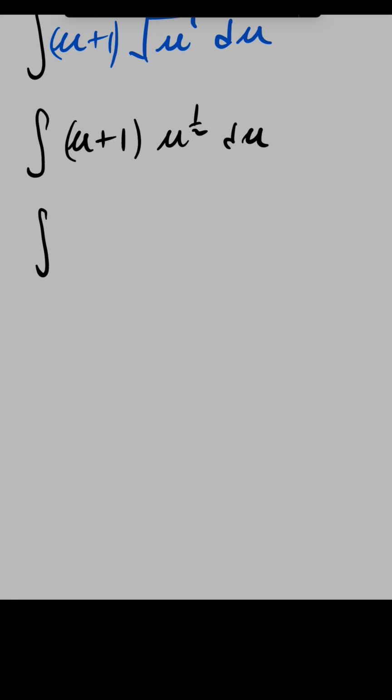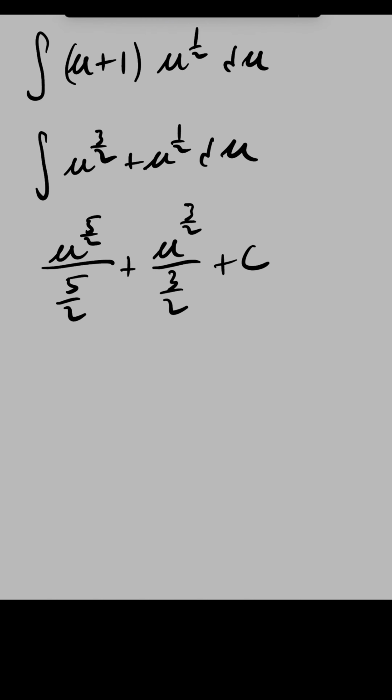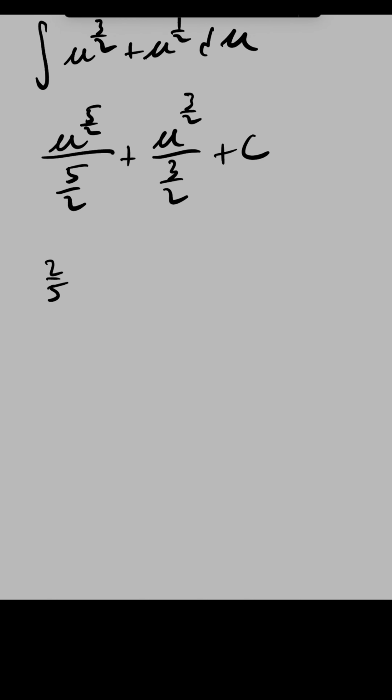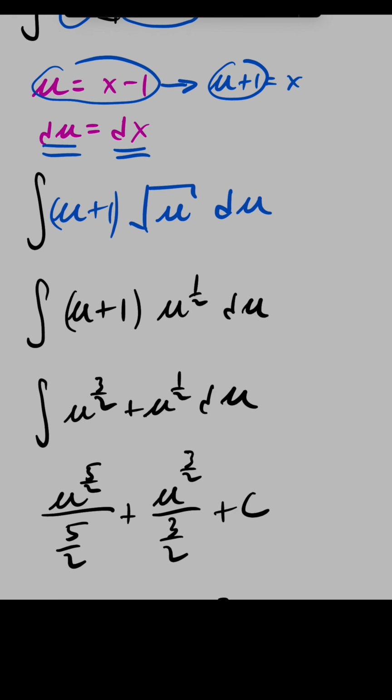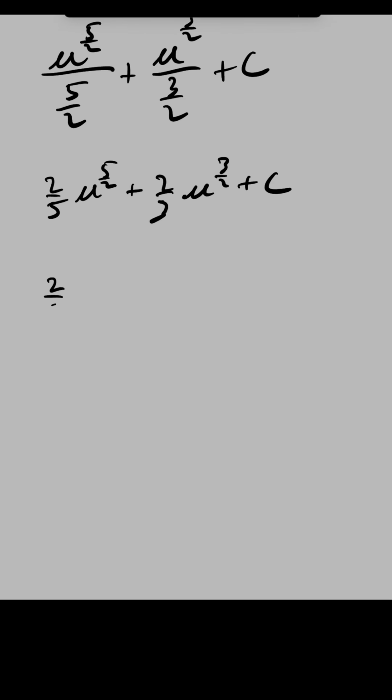Distribute. And then use the power rule. And now just reduce it. And finally just substitute what u was. Now don't forget, u is just x minus 1. Now I'm going to substitute that back in, and I have this. Done.